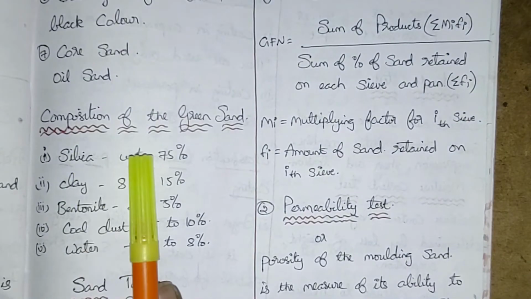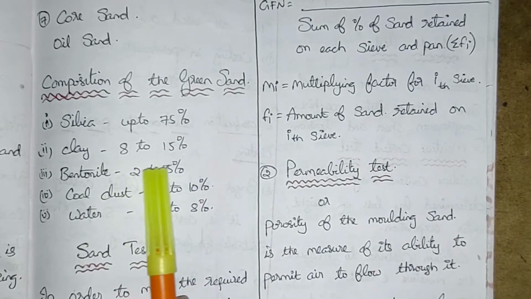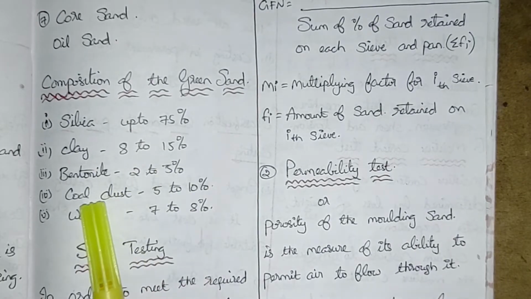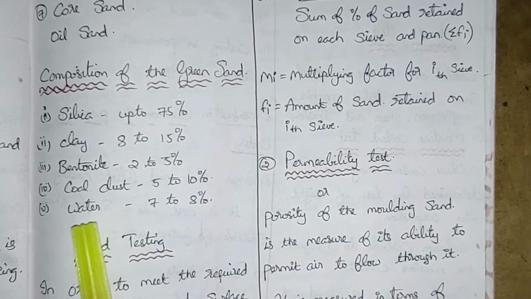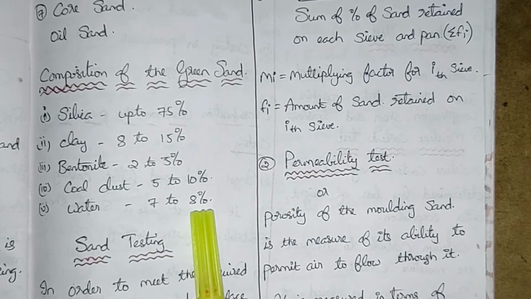Now the composition of green sand: silica is up to 75%, clay is 8 to 15%, bentonite is 2 to 5%, coal dust is 5 to 10%, water is 7 to 8%.